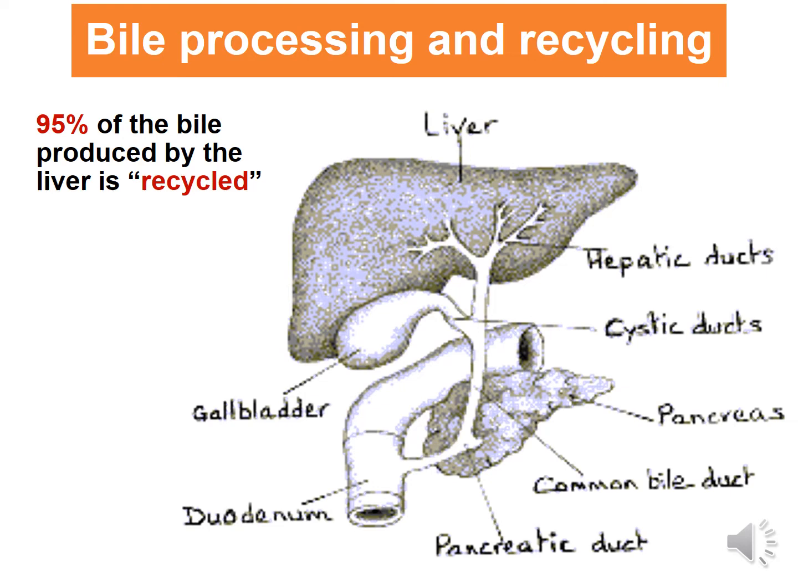Hepatocytes initially secrete bile into canaliculi, carried to the gallbladder via hepatic ducts. The gallbladder stores bile until it is needed in the gut, when it is secreted out through the cystic duct to the common bile duct to the duodenum. 95% of the bile produced by the liver is recycled, often 2 or 3 times during the digestion of a single meal.